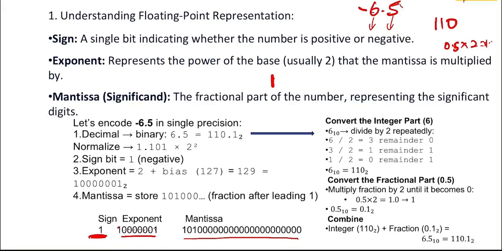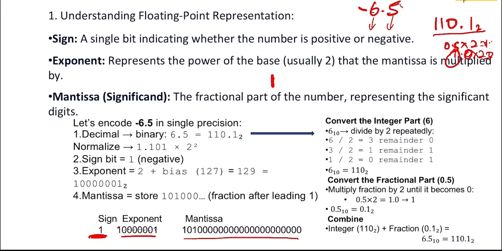It's 1.0, and you take this 1 as part of your answer, and we're going to continue, but this is 0. If we multiply it by 0, it's still going to give us 0. So the answer to negative 6.5 in decimal is literally going to be negative 110.1 base 2.